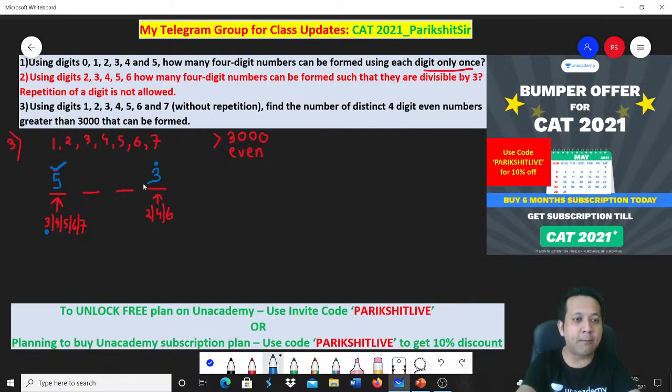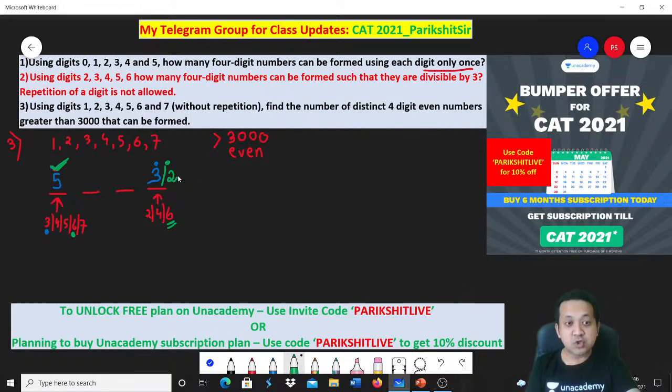But you know where the problem would come? Let's repeat it again. In the thousands place, I have got 5 options. And in the thousands place, you select, let's say, a 6. If you were to select a 6 in the thousands place, remember, then in the units place, you cannot select the 6 again. Why? Repetition of digits is not allowed. Question clearly says without repetition. If 6 is not allowed, it means there are only 2 options.